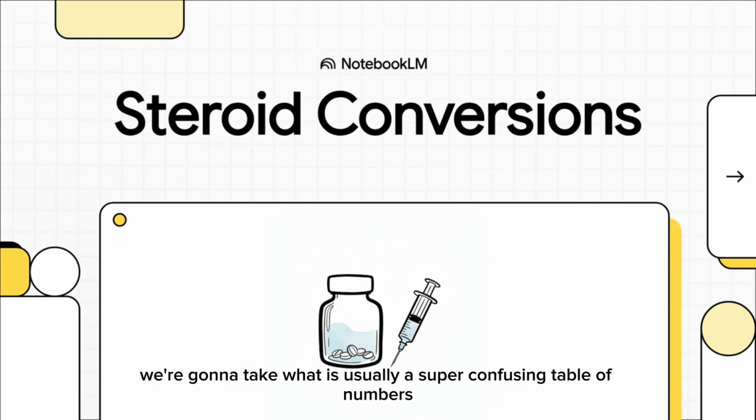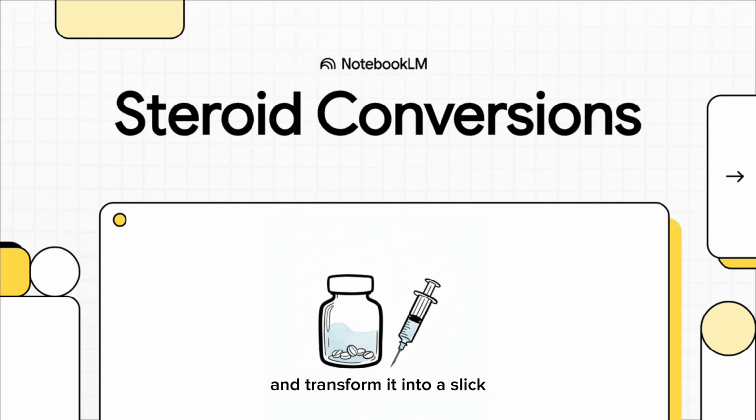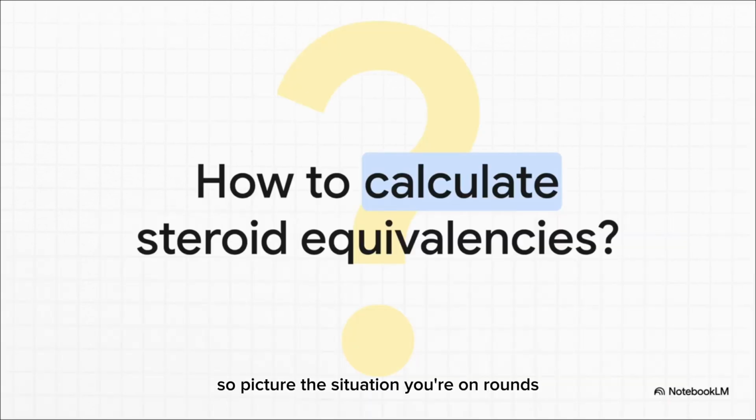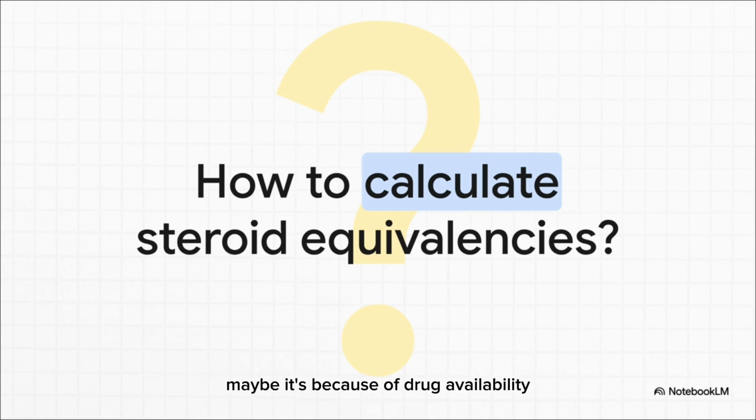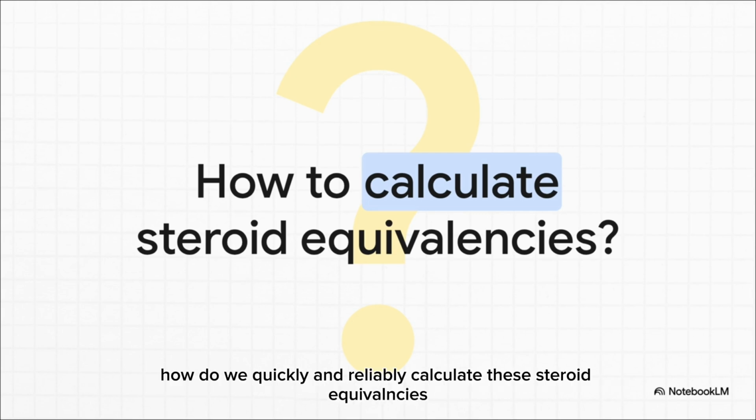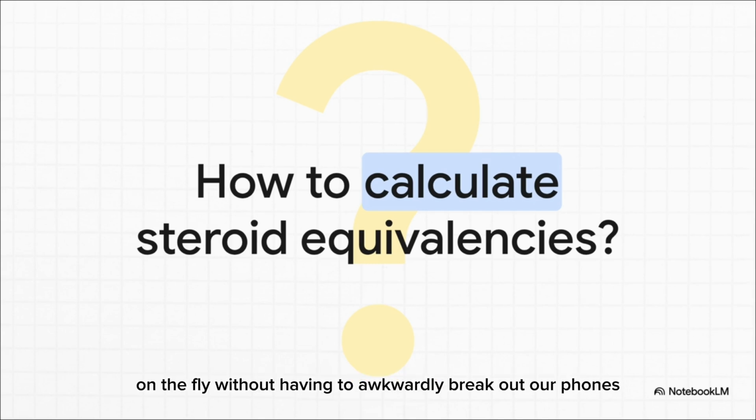We're gonna take what is usually a super confusing table of numbers and transform it into a slick mental map that you will literally never forget. So picture the situation. You're on rounds, and your attending turns to you and asks you to switch a patient from one corticosteroid to another. Maybe it's because of drug availability or just a standard transition from an IV to an oral formulation. The real question is, how do we quickly and reliably calculate these steroid equivalencies on the fly without having to awkwardly break out our phones, scour the internet, or get lost in some clunky reference app?